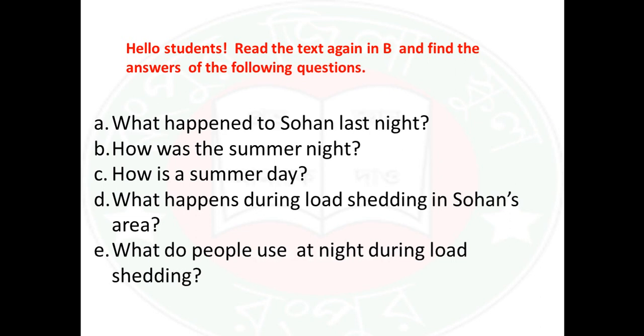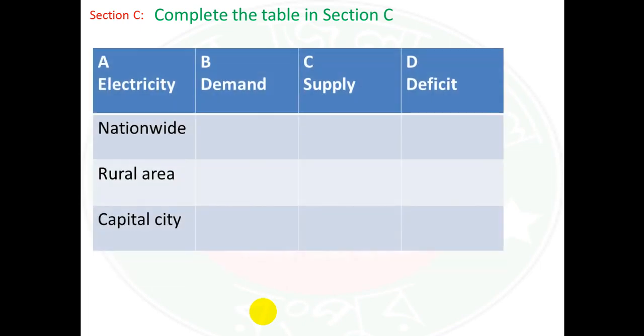It will take 5 or 6 minutes. Okay, so do it carefully. Okay students, I think that you have got the answer. So I'm not going to check your answer right now, as it's not possible. Rather, let's move to section C. There is a table. You will have to complete the table, and you can take the help for the table from your text, or either you can look at the table in the slide. Okay, so this is about electricity. Section C: column A, electricity; column B, demand; column C, supply; and D, deficit.